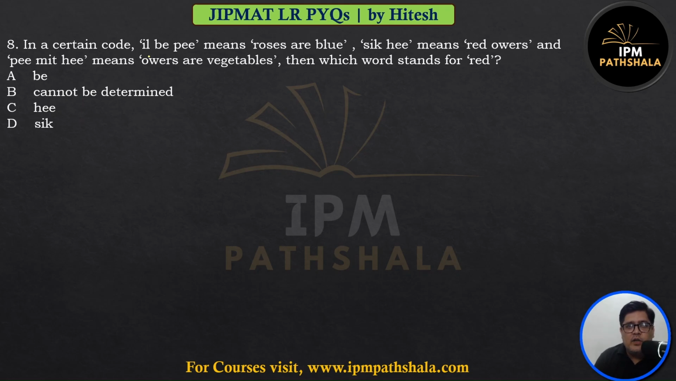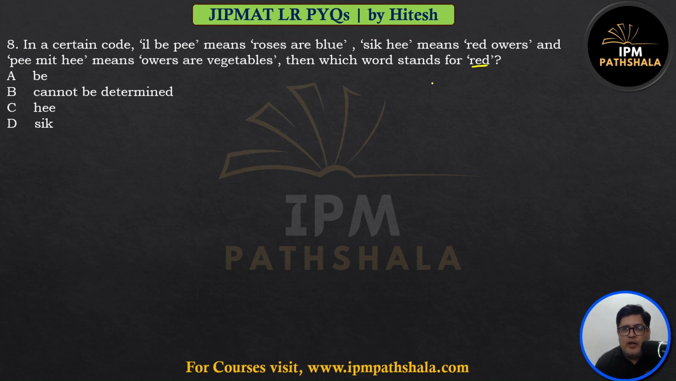In a certain code, LPBP means roses are blue. Silk means red owners. And PMIT means owners are vegetables. Then what is the code for red?